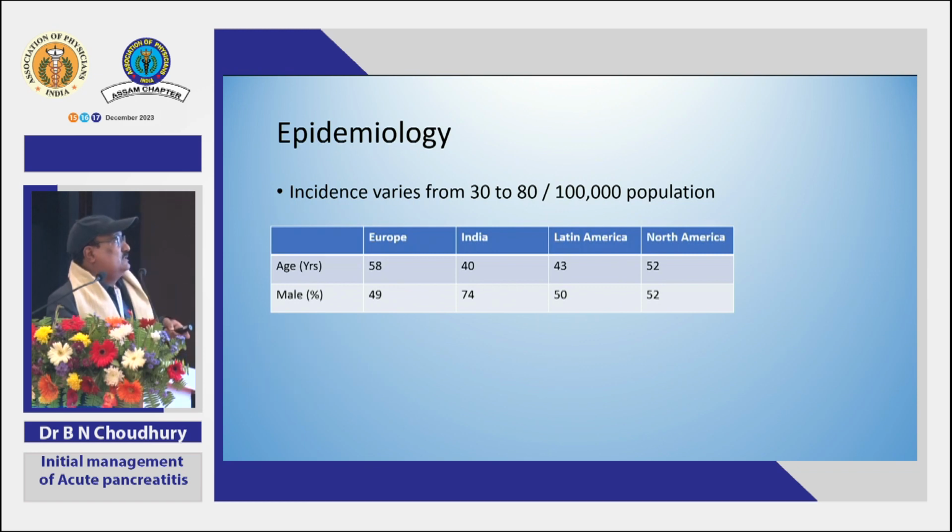Epidemiologically, incidence varies from country to country and from one geographic area to another. Global incidence is around 30 to 80 per lakh population. In India, we don't have population incidence data. But if we look at the common age group involved, in India around 74% are male, which coincides with a little bit of Latin America and North America. In Europe, it is predominantly female.